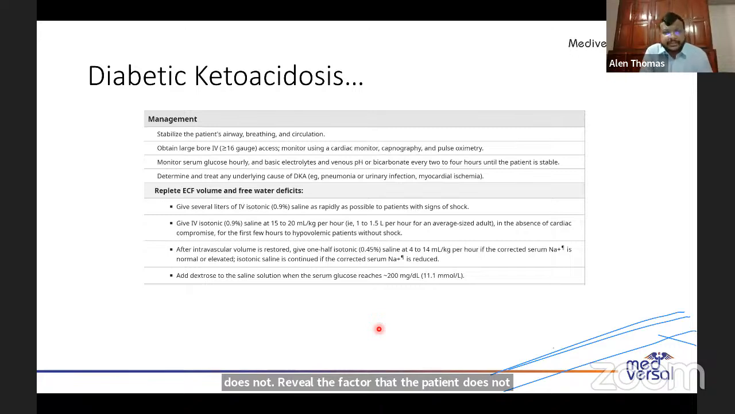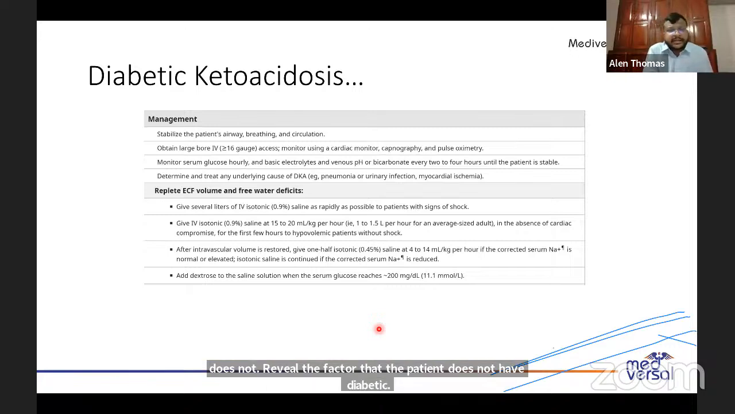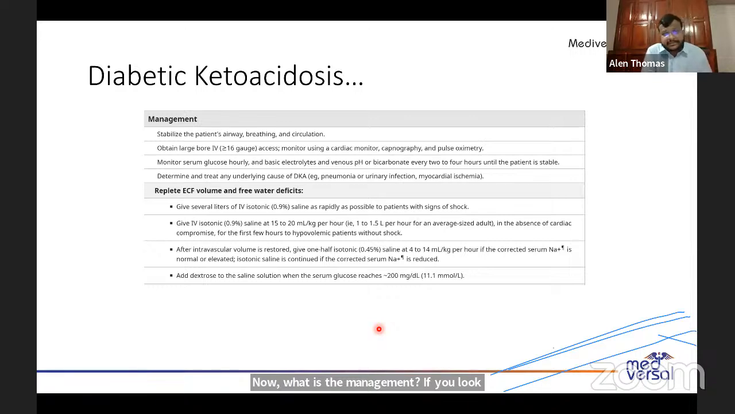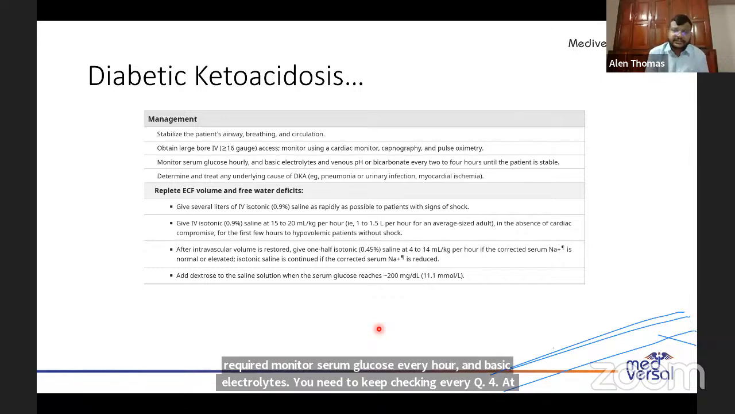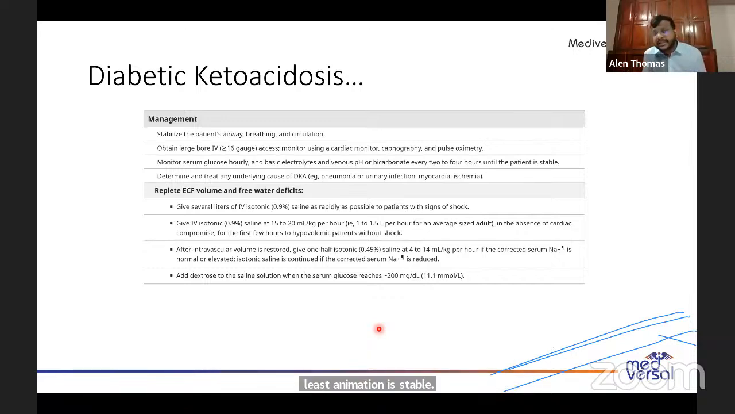Now, what is the management? If you look at the management part, you're stabilizing the patient's airway, breathing, circulation, a large bore IV, cardiac monitor required, monitor serum glucose every hour, and basic electrolytes. You need to keep checking every four hours at least until the patient is stable, and treat the underlying cause of DKA. Is it pneumonia, urinary infection, MI, or even any form of sepsis?